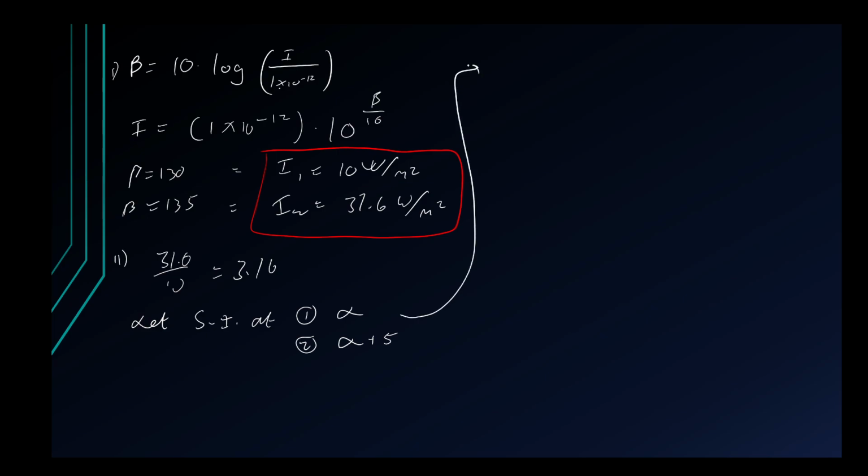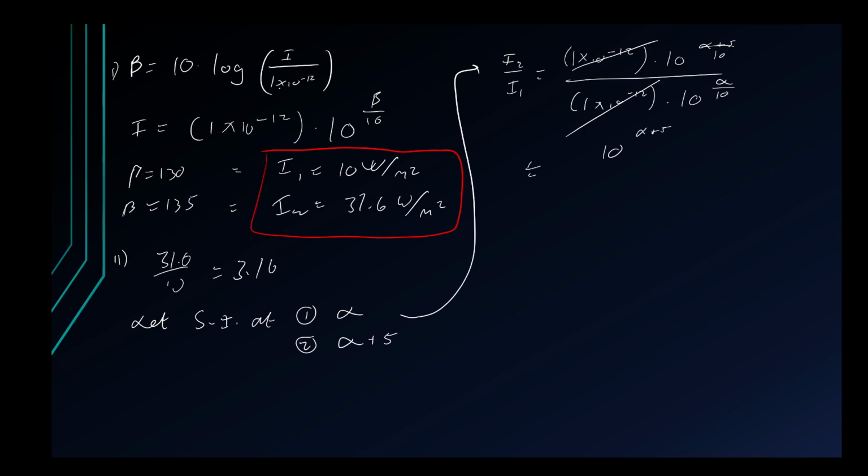What we'll get is I2 divided by I1. If you substitute both of these in, the top will be 1 times 10 to the minus 12 times 10 to the power of alpha plus 5 over 10, divided by another 1 times 10 to the minus 12 times 10 to the alpha over 10. Now the 1 times 10 to the minus 12s will both cancel, and we get 10 to the alpha plus 5 over 10, divided by 10 to the alpha over 10.